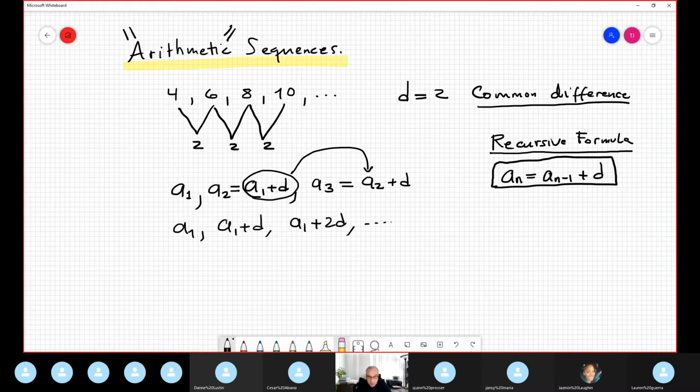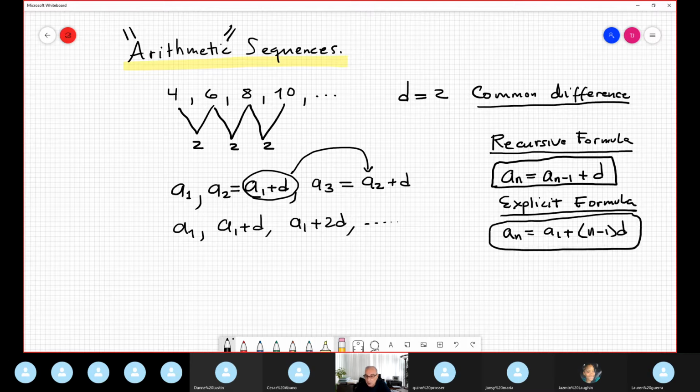So in general, the explicit formula, or the famous formula for the A sub n, the book calls it the explicit formula for the sequence, or just A sub n, it's the same, is A1 plus (n minus 1)d. Wow, in my opinion, this is the most important formula. So always the explicit formula is the most important formula.